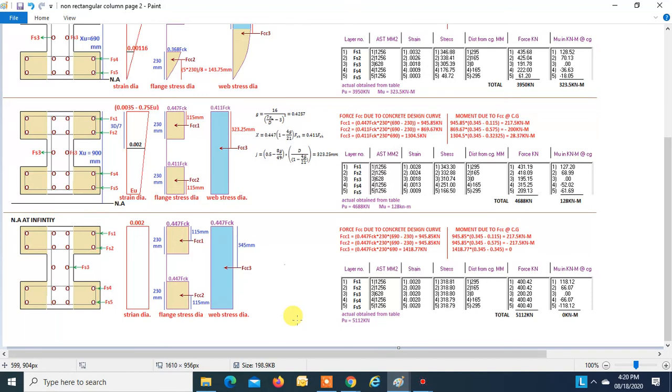You can also do the manual calculation. It's easy, and take 7 to 8 points. You can draw an interaction diagram, and even the calculation done manually is found to be much closer to the actual value. So I think I have made my point clear that it is easy to do the analysis or draw a PM interaction diagram for any non-rectangular sections also. Hope you must have found this video useful. Thank you.